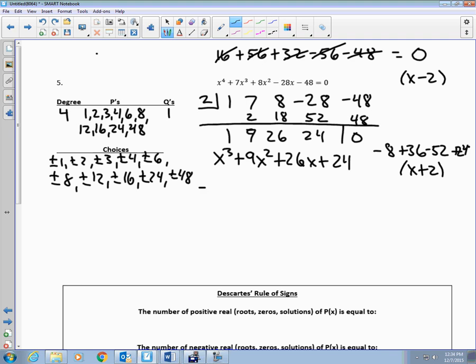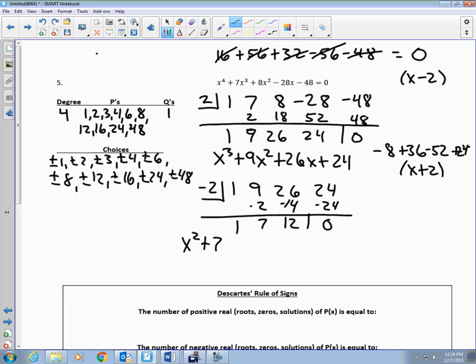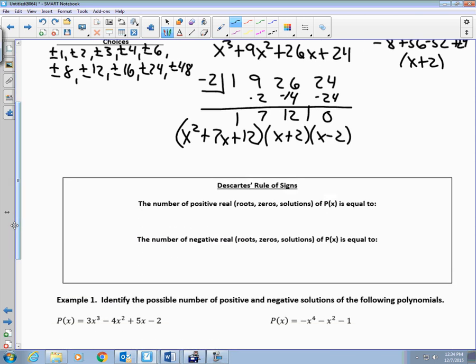So we divide. And I divide my new polynomial, 1, 9, 26, 24, up, down the 1. So our final result, as we factor it, should have 4 parts to it if it's of degree 4.